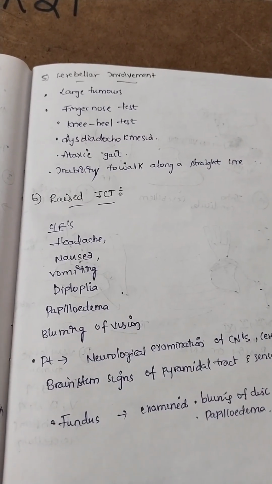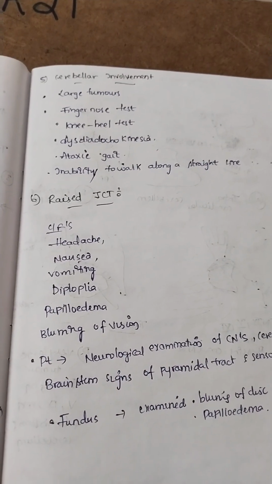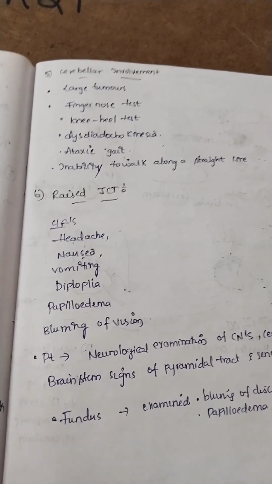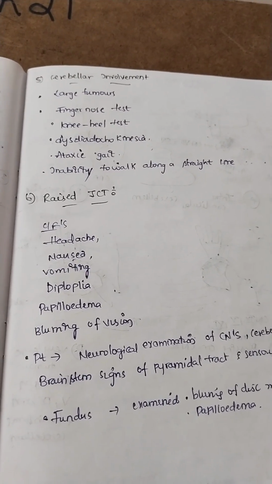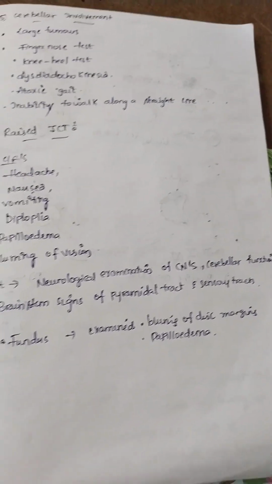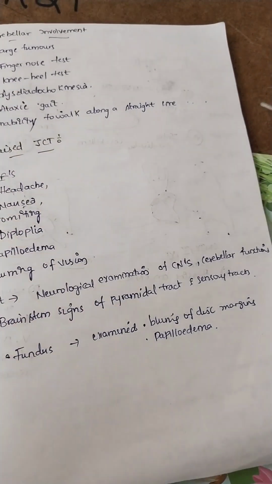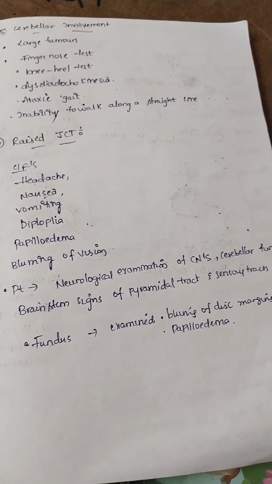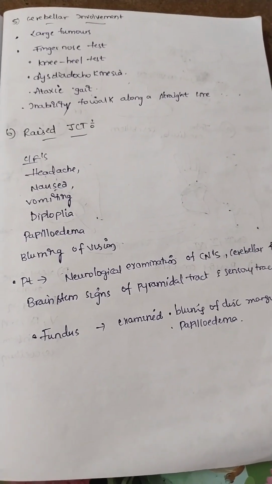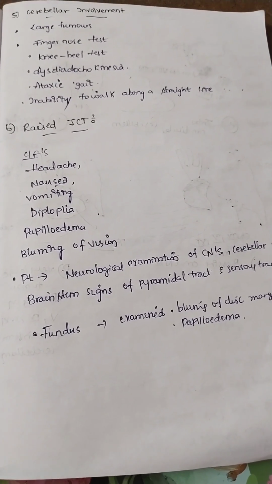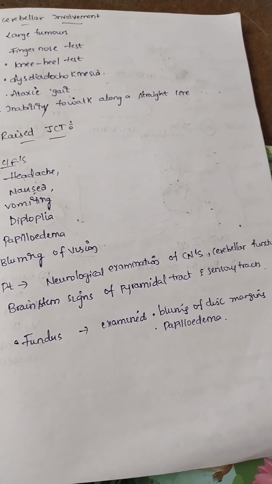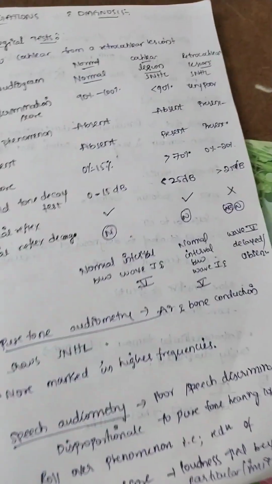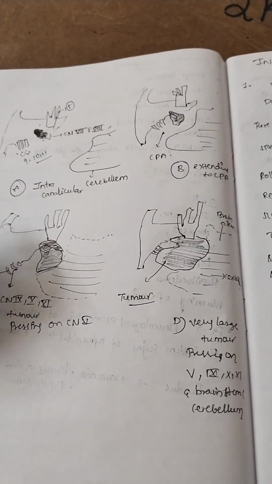Raised intracranial tension: what are the features? The patient will be complaining of headache, nausea, vomiting, double vision, papilloedema, blurring of vision. So in neurological examination we should examine the cranial nerves, cerebellar function, brainstem signs, and pyramidal and sensory tracts. You will observe all this. On fundus you will see blurring of disc margins and papilloedema. Okay, this we discussed before.